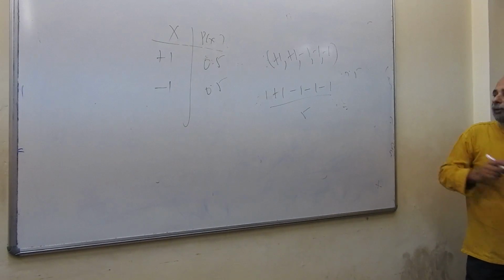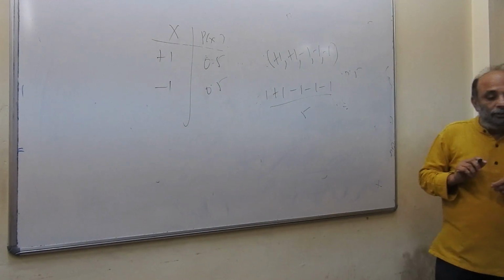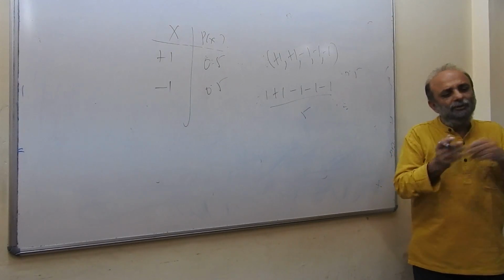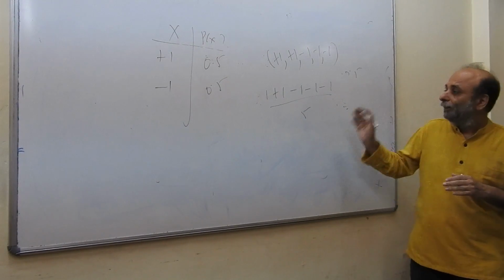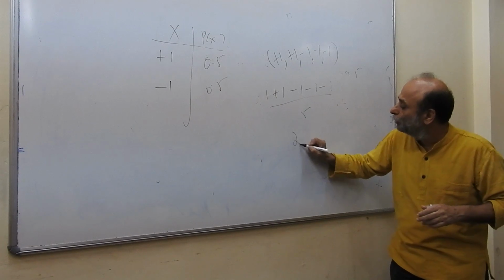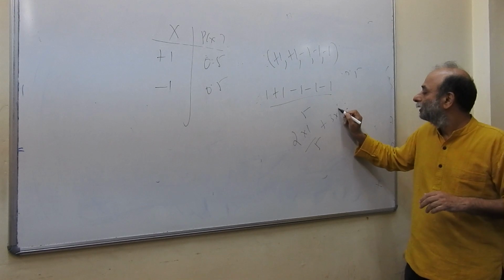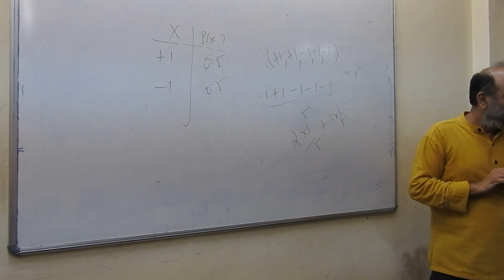Average and mean are the same thing. The average is another word for the mean. Okay, so I get this: 2 into 1 upon 5 plus 3 into 1 upon 5.